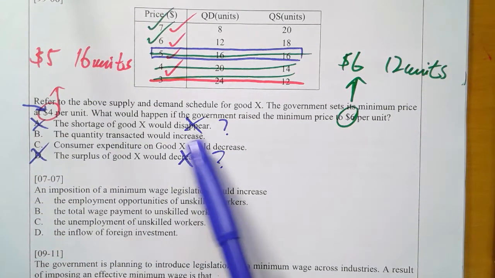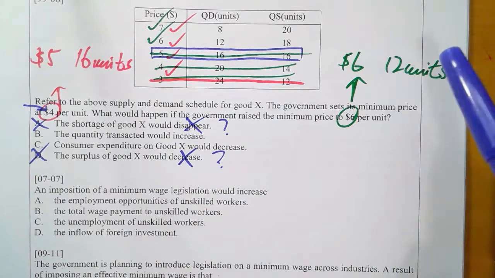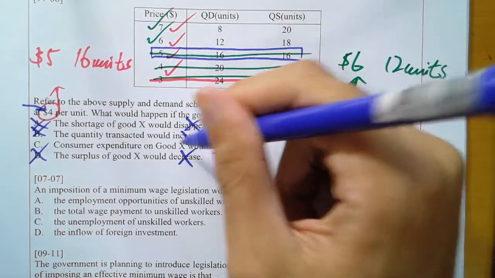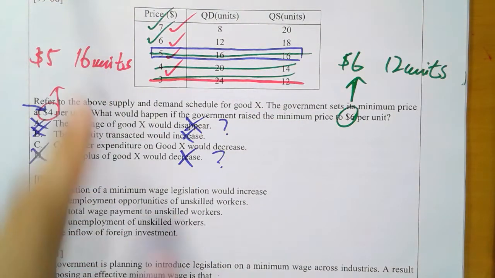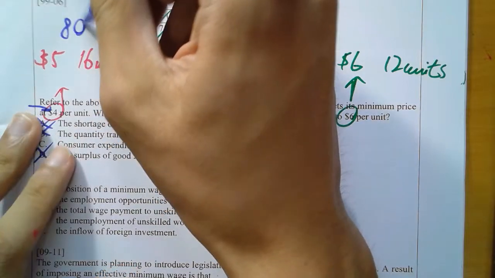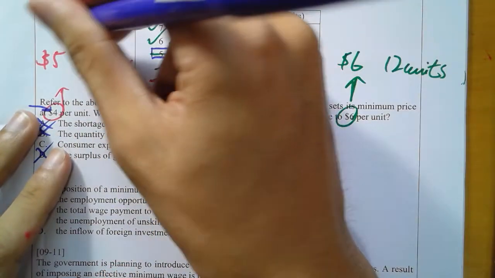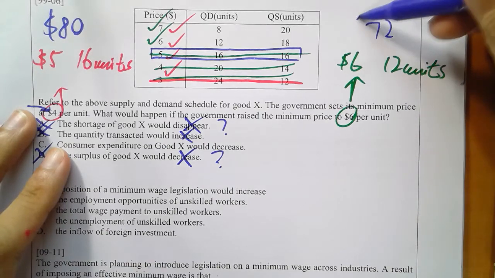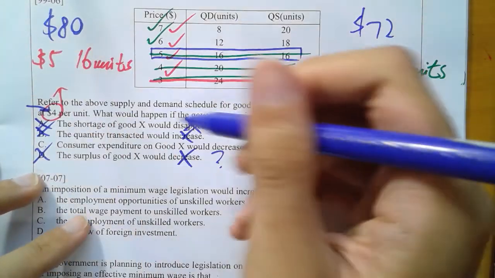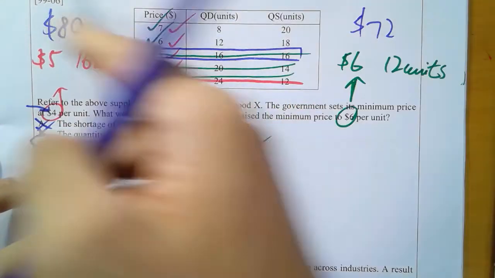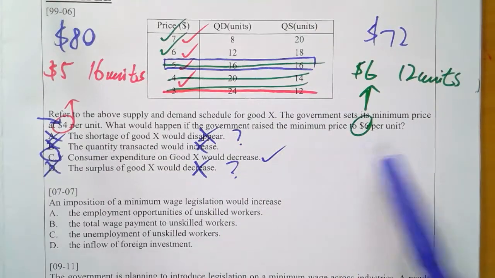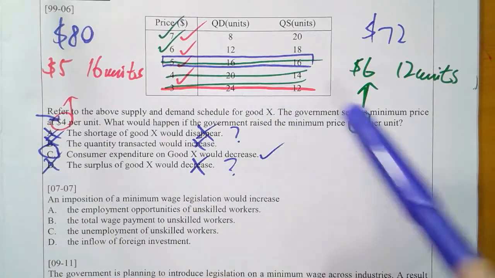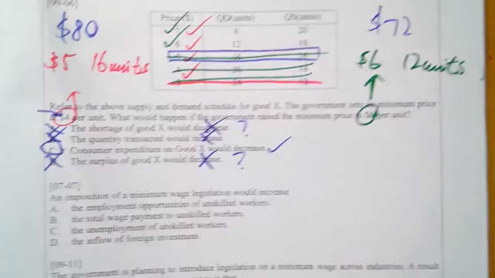Now B, quantity transacted would increase 16 to 12. Obviously, this is wrong, right? Consumer expenditure would decrease. Let's do the calculation. Here, I think this is 80, right? 係咪啊？係啦，80蚊。Here, $72. So yes, it has decreased. 跌咗啊，80去72 right? Decreased. Alright, so not terribly difficult, but this question is good in the sense that it has both ineffective and effective. Good for comparison.